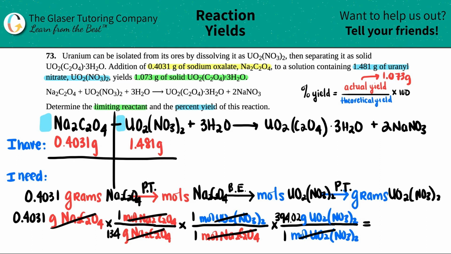Okay. Now, we're just going to find out how many grams of the other reactant do I need. So I'm just going to do this math real quick. 0.4031 divided by 134. And then just times it by 394.02. I get 1.185, we'll say, and that's the grams of the UO2(NO3)2. So that is the number that goes here, okay? So I'm just going to put that down right here.